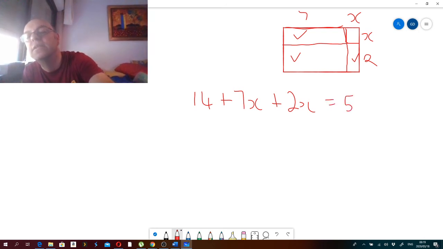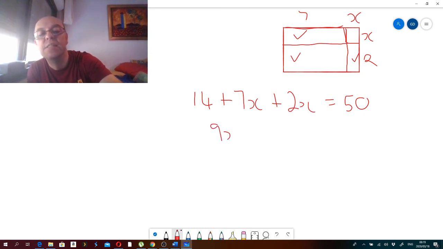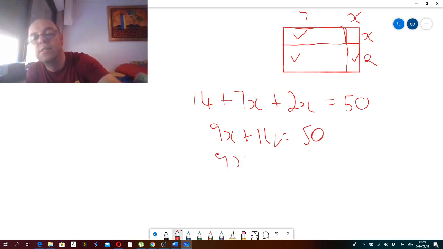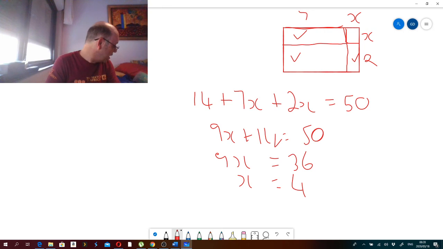All right, so let's add up. We have 9x plus 14 equals 50, which makes 9x equal to 50 minus 14 if we take it over, which is 36, and that means that our x must be equal to 4. Okay, so we've solved the equation. This is part B already done.